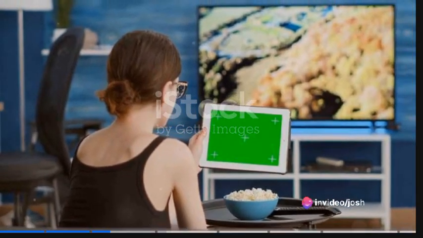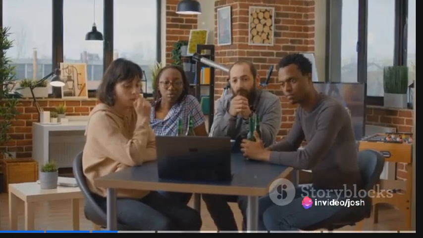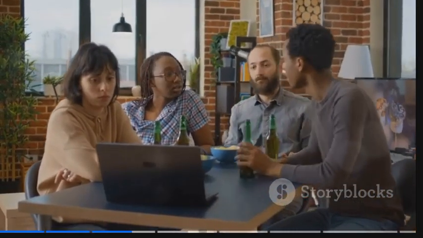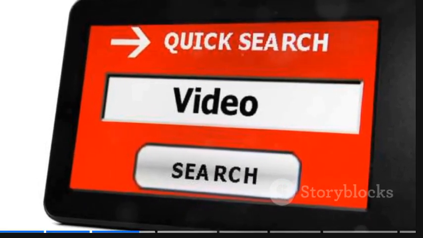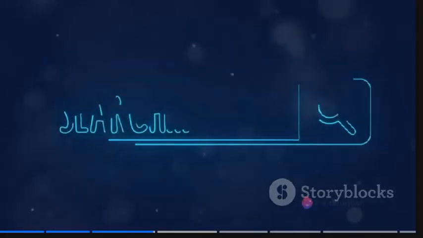Make the most of keywords and tags that resonate with your video. Do some homework to find out what your audience is hunting for, and weave those keywords into your titles, descriptions, and tags. This tactic will help your videos climb the search results ladder, bringing them into the spotlight.